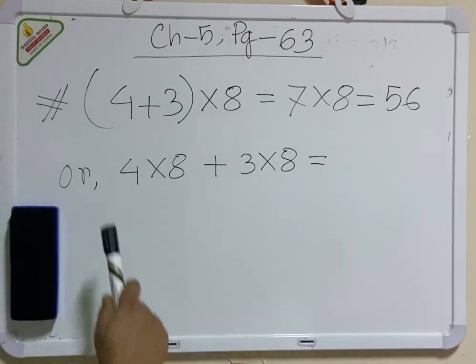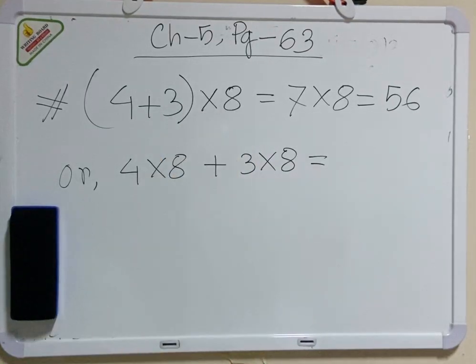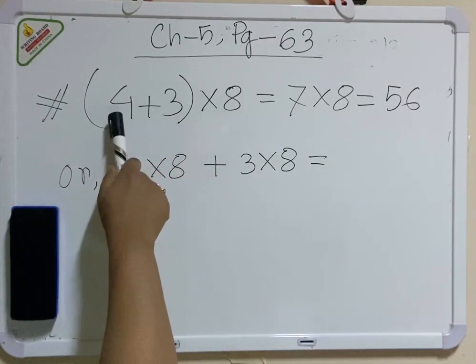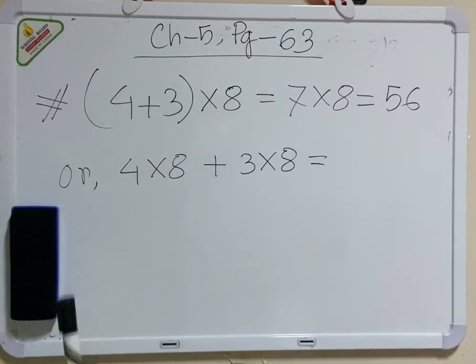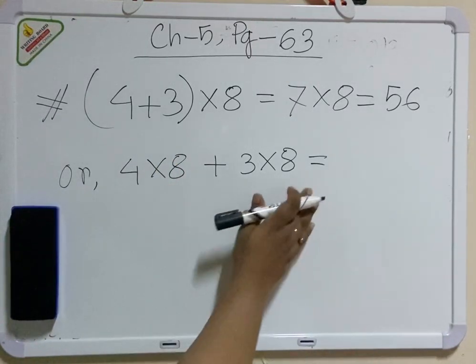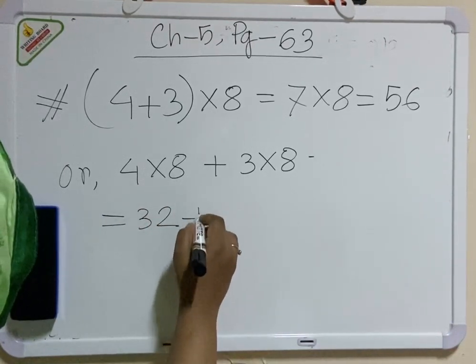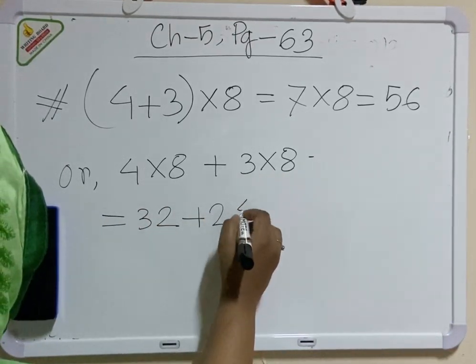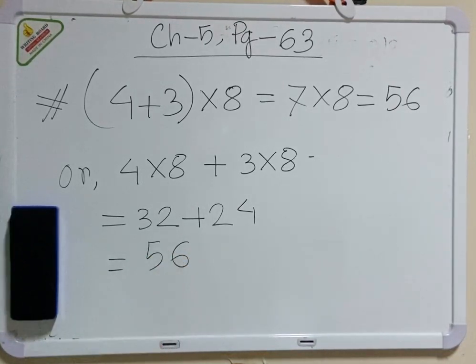That means outside the bracket, if something is there for multiplication or division, it should be multiplied or divided with every element inside the bracket. So in this way, if we are solving this one, 32 plus 24 is 56. These are the types of rules.